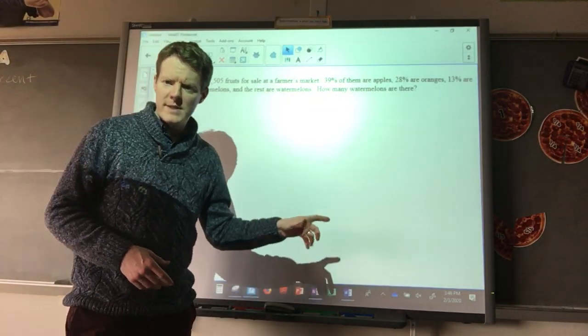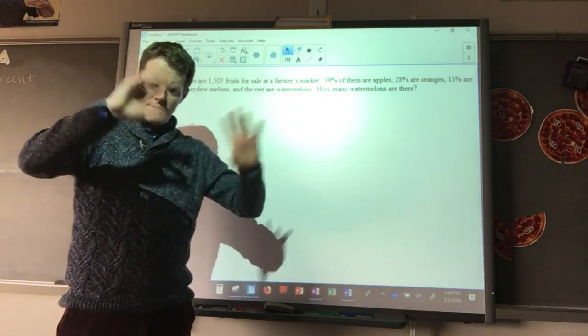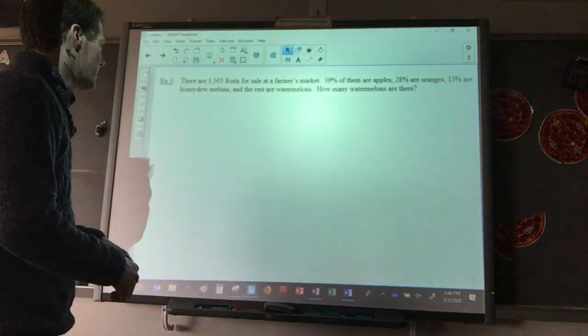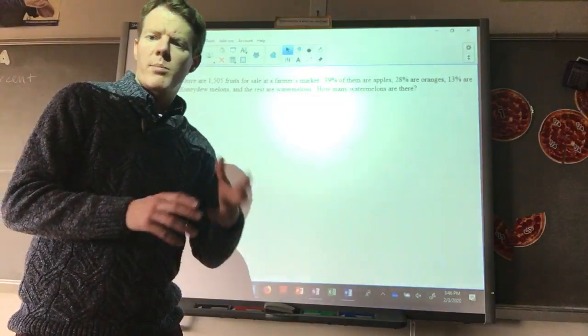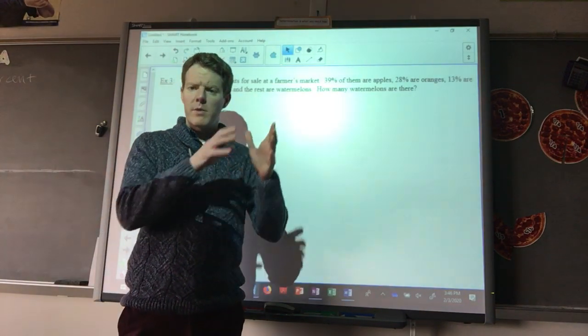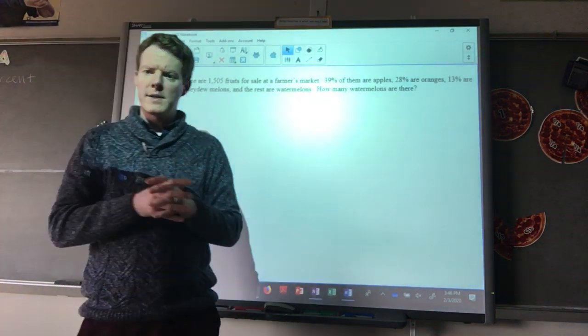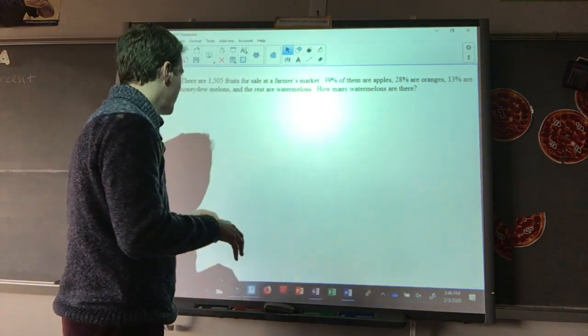This last problem is about fruit. There's a bunch of fruit. There's fruit in a basket or something, so farmer's market. So we're gonna break this down just like I've done the other problems, and we're gonna break it down a step at a time and just draw a picture to help organize the information.